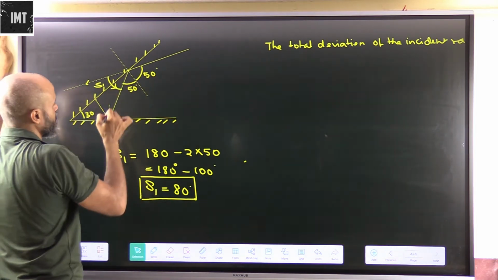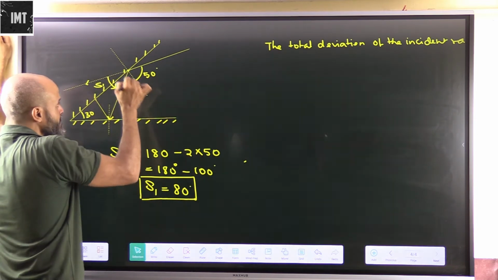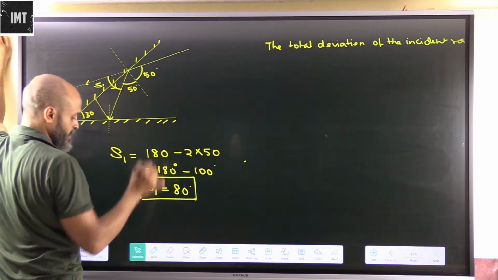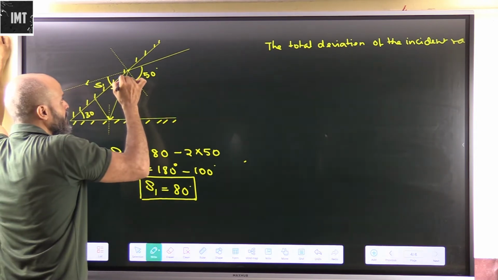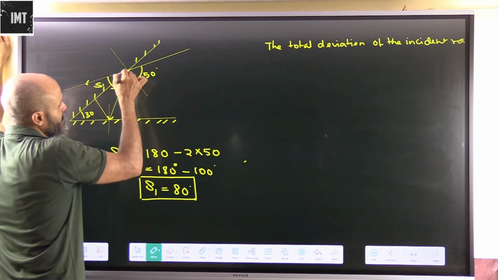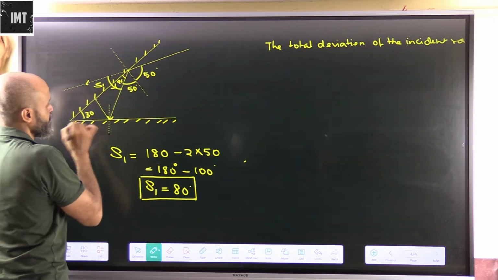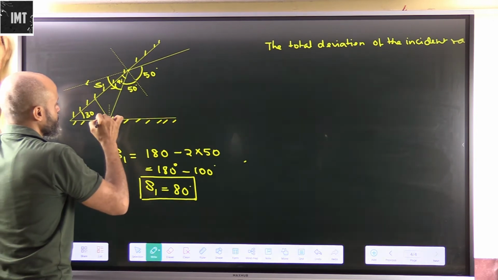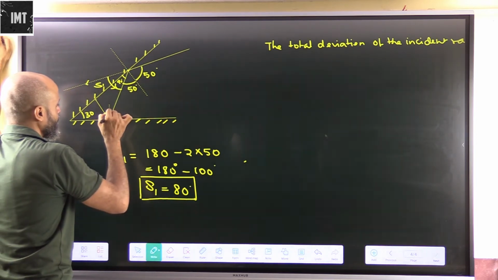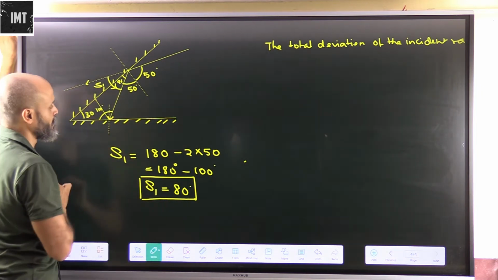Consider this triangle here. This is 30, this is 50, this is 90. How much would this angle be? It will be obviously 40, normal minus 50. This is 30 degrees. So this entire angle is going to be 110 degrees.